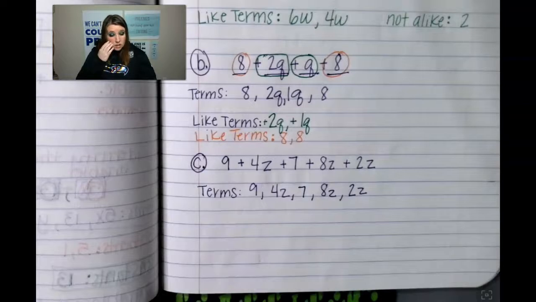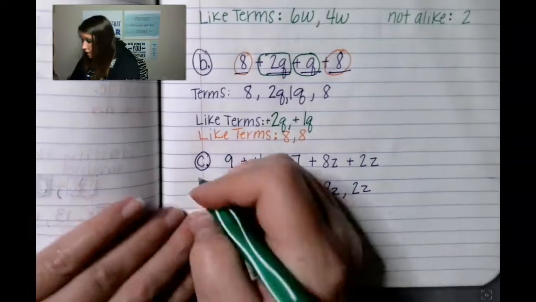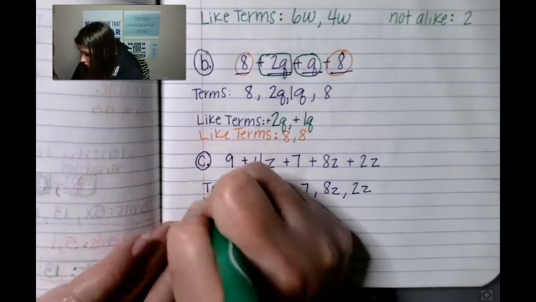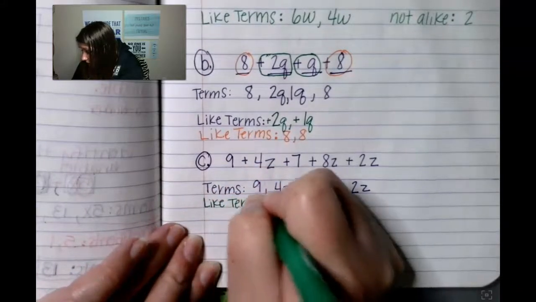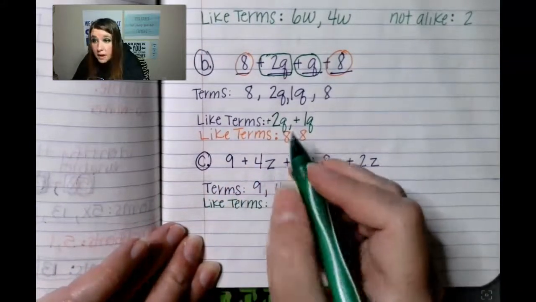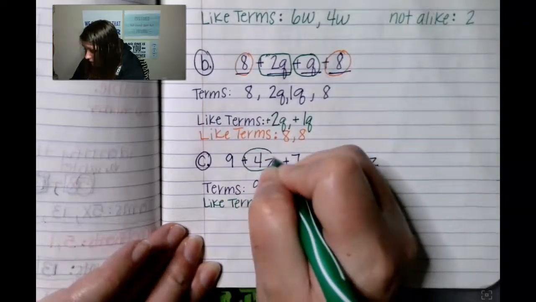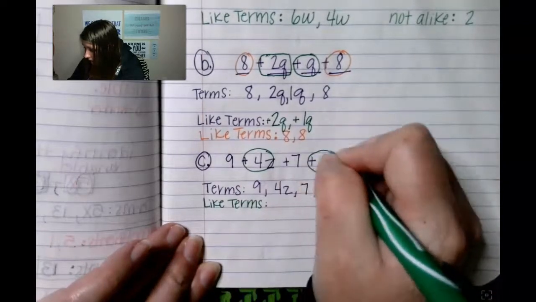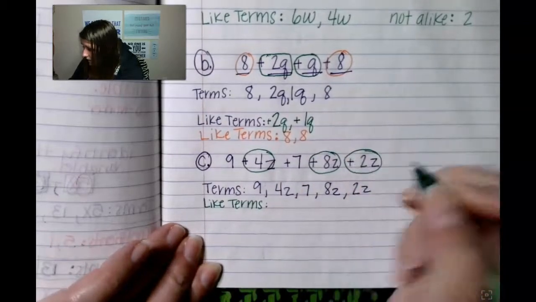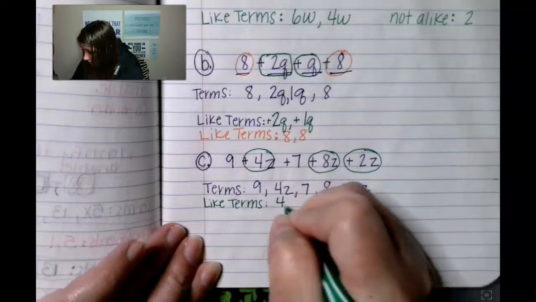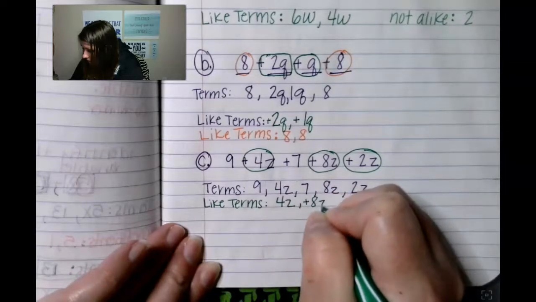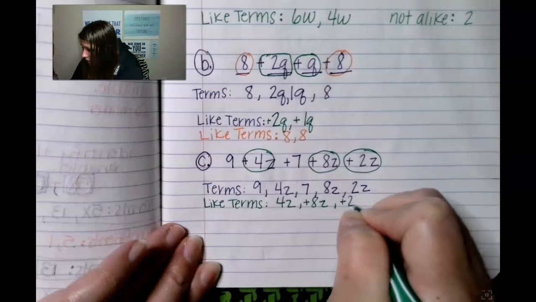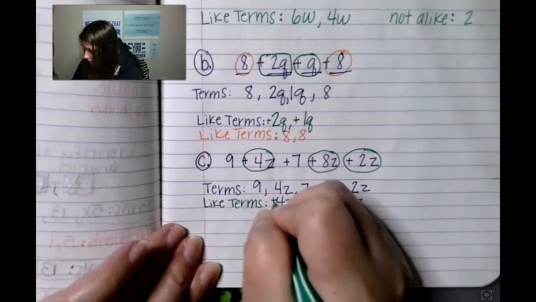Okay, now we're going to talk about like terms. Let's start with what we see first. I see a lot of z's. Let's look at these z's. I see a positive 4z. I see an 8z and a 2z. So I'm going to write that down. 4z, positive 8z, and a positive 2z.